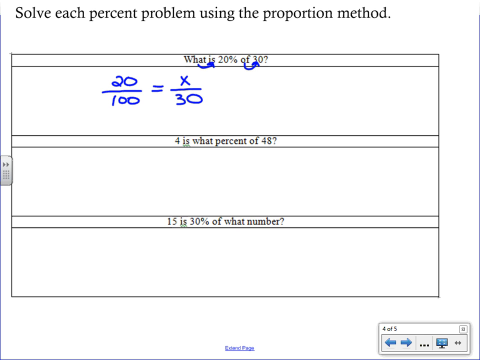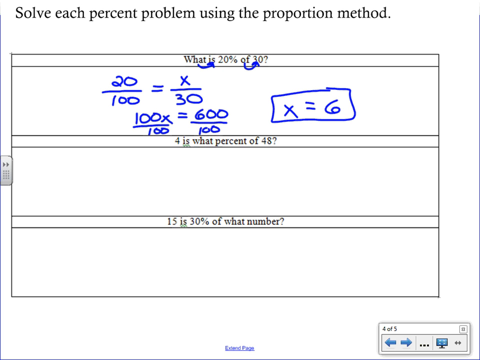And then once you get set up with the proportion, it should be pretty simple to solve. We cross multiply and we get 100x equals 600. And then you divide both sides by 100 and we come up with x equals 6.